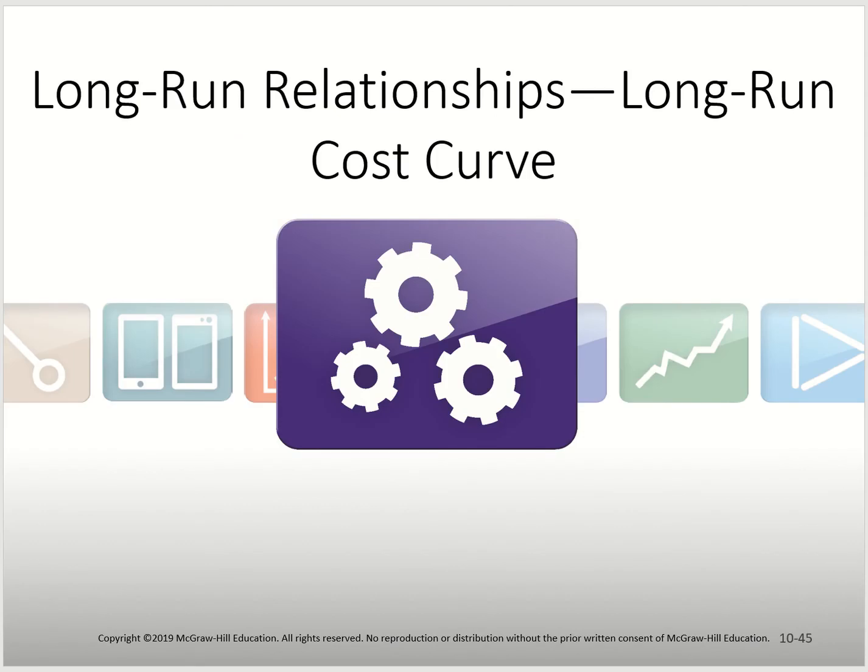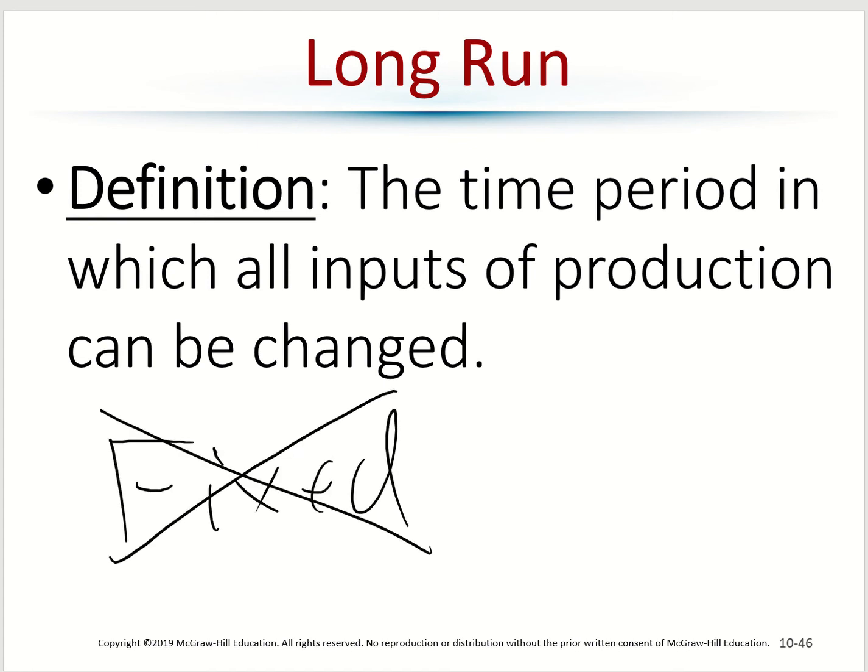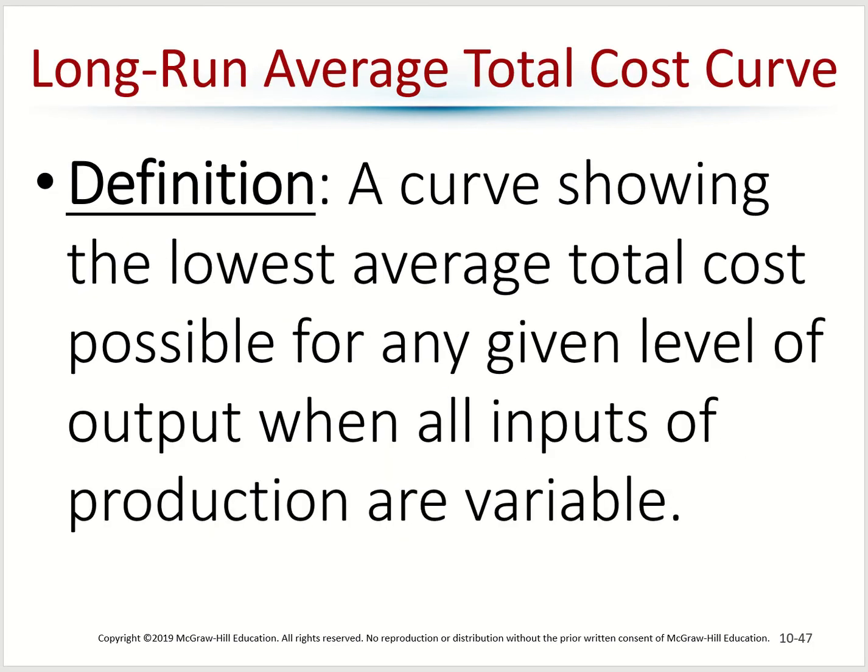All right, so next let's learn what the long run is. Long run means that in this span of time, everything becomes flexible. In the long run, you have no fixed cost. Everything is all flexible now. Everything is all variable. Okay. So, definitions: something called a long run average total cost curve. A long run average total cost curve is a curve that shows you the lowest average total cost possible for any given level of output when all inputs of production are variable.